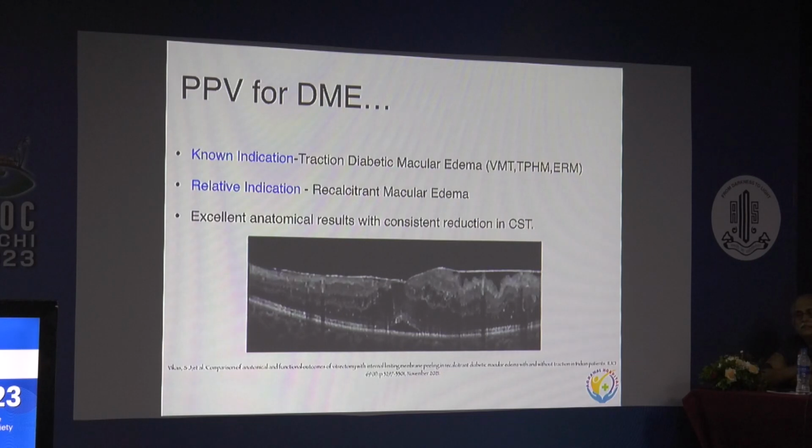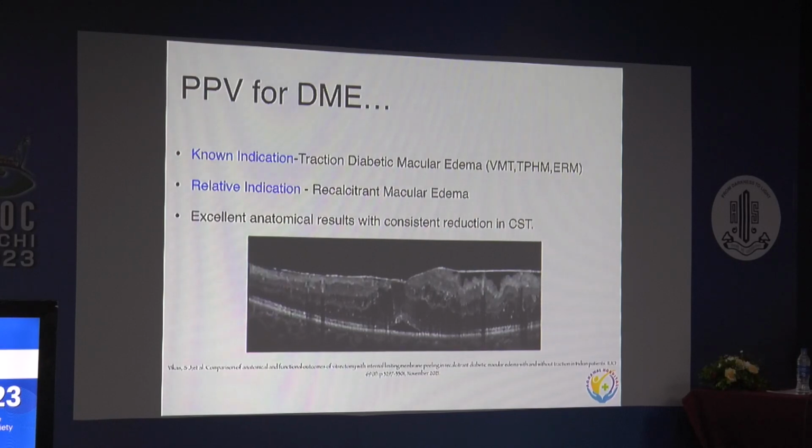Of course, there is a definite role of vitrectomy because in tractional diabetic macular edema, the tangential traction and the anterior posterior traction is causing that macular edema. It's a physical thing. So it includes vitreomacular traction, taut posterior hyaloid membrane, epiretinal membranes, and no amount of anti-VEGF or steroids will help in these cases. You have to remove the physical force which is causing the traction.